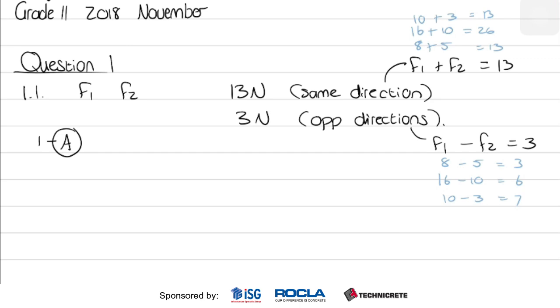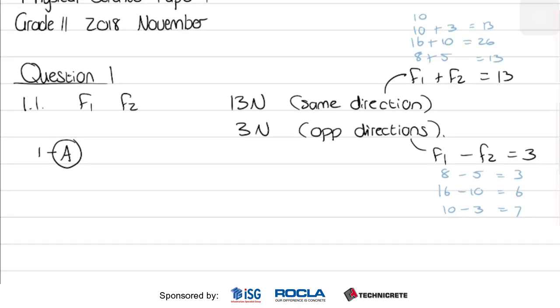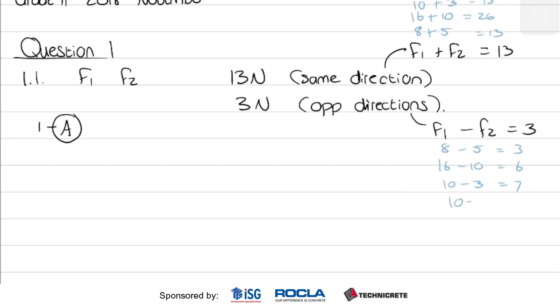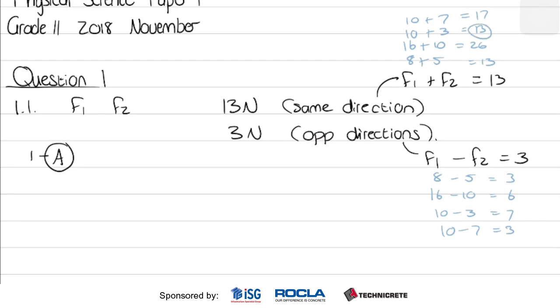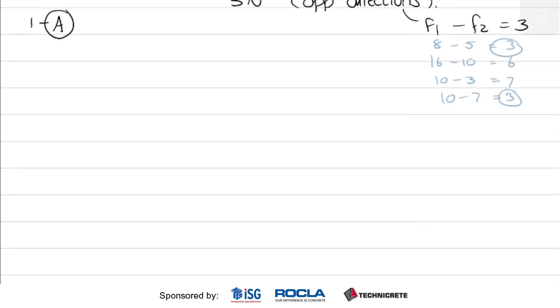The last answer, answer D, gives us 10 and 7. 10 plus 7 is 17, which is not correct. 10 minus 7 is 3, which is correct. But you need both answers to be correct. So here we have a wrong answer and a correct answer, but in order for the answer to be correct, you need both of them to be correct. I hope that makes sense. Now we move on to question 1.2.